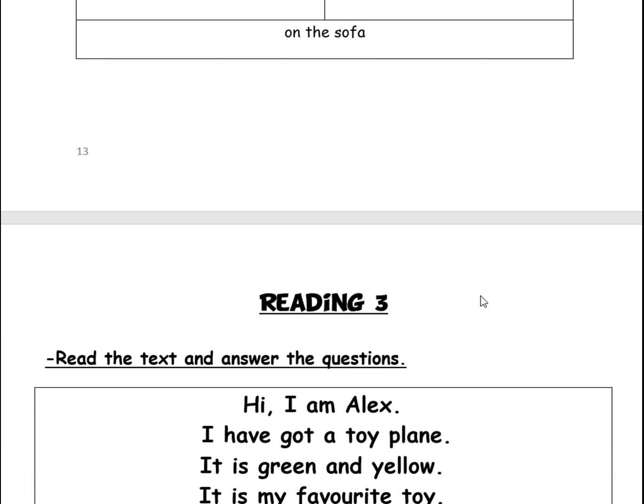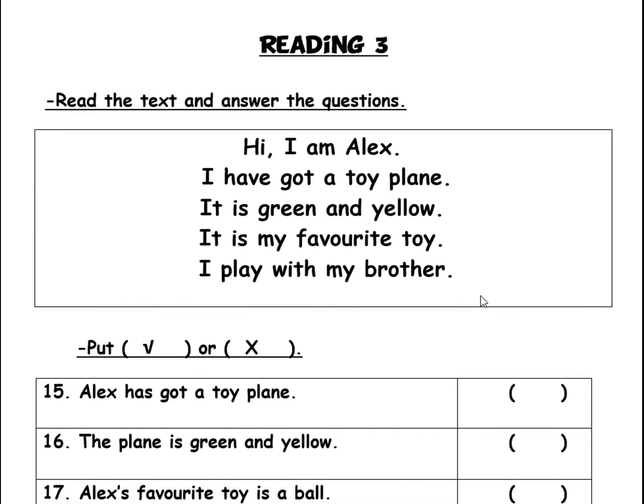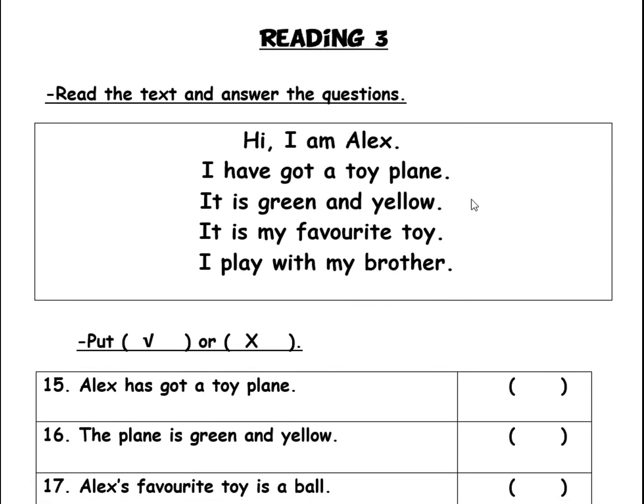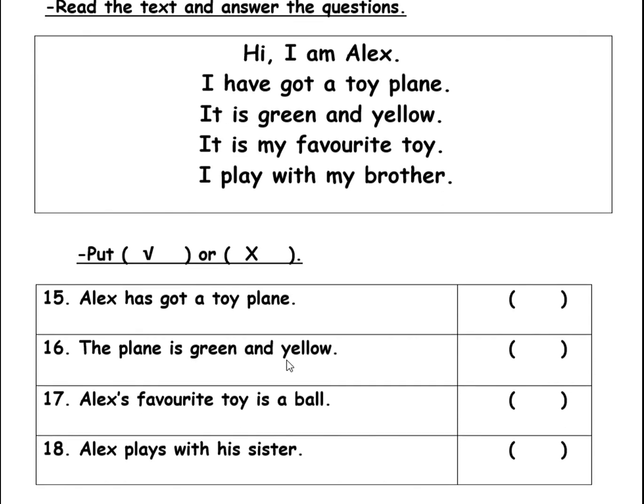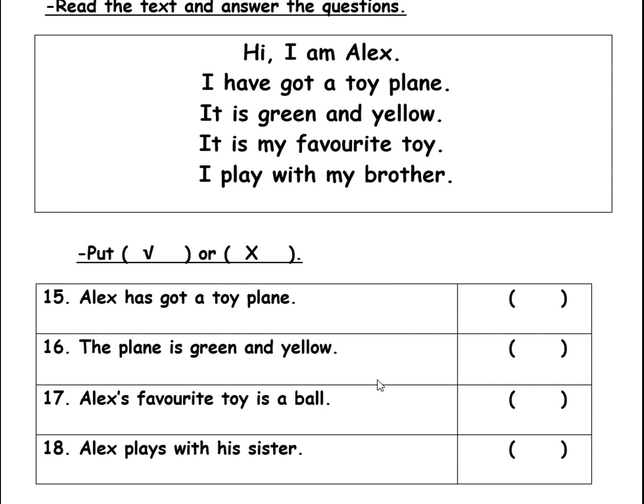Alright, now in this reading activity we have a short text, we have to read it and then answer some questions about it with correct or incorrect. Let's read the text. Hi, I am Alex. I have got a toy plane. It is green and yellow. It is my favorite toy. I play with my brother.